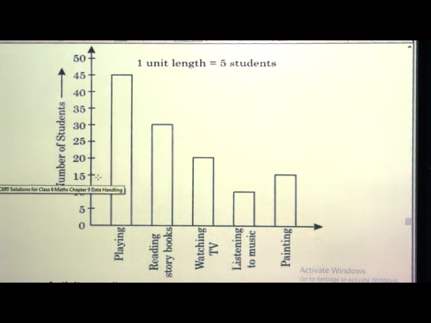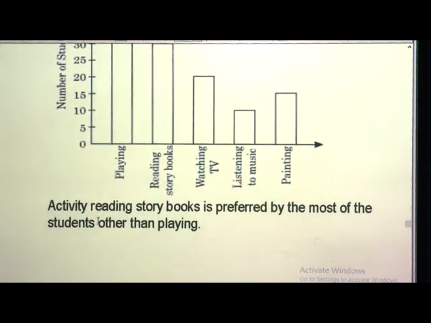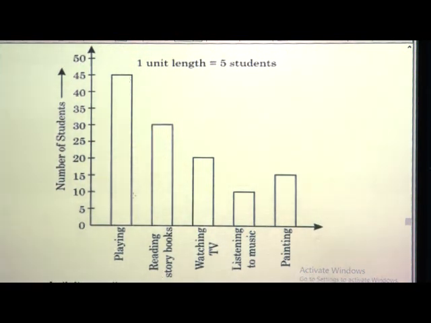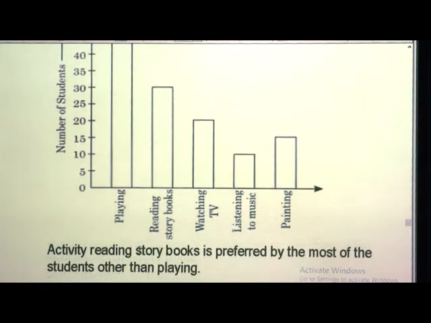So, this is the representation of data, the number of students and the activities they prefer during their free time. Now the question was asked: what did the students like most in their free time? Among these bar graphs we can observe that playing is liked by most of the students in their free time.